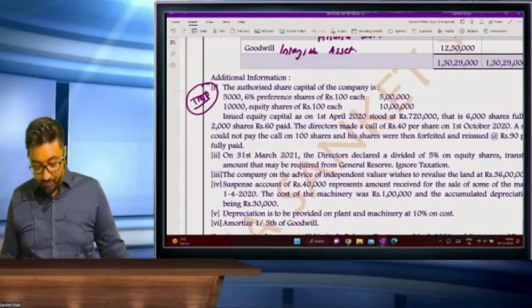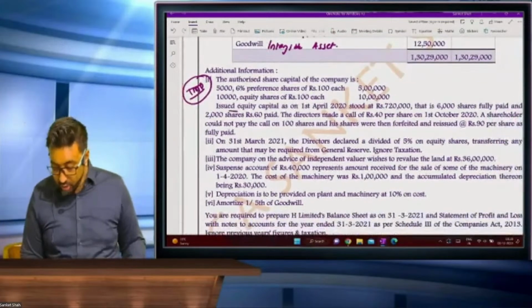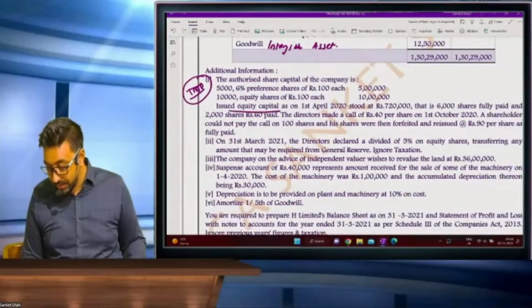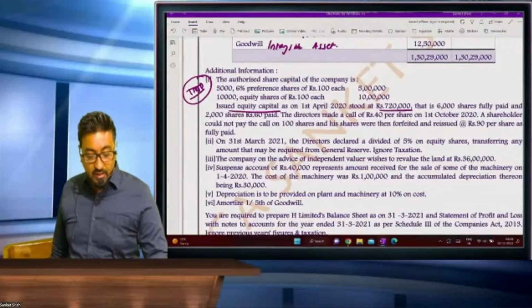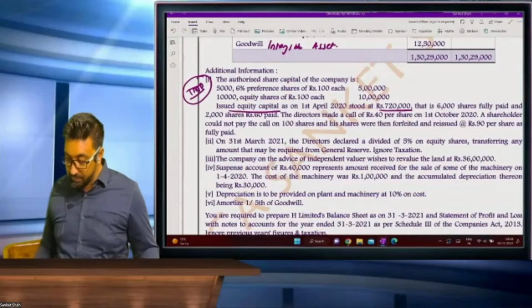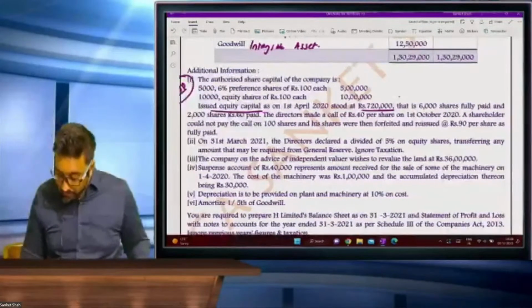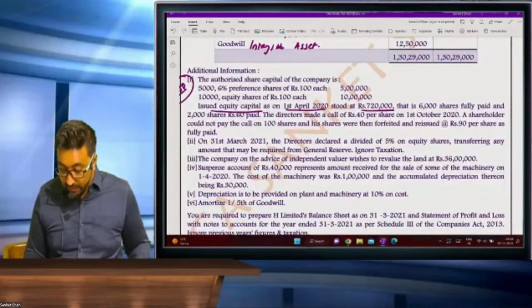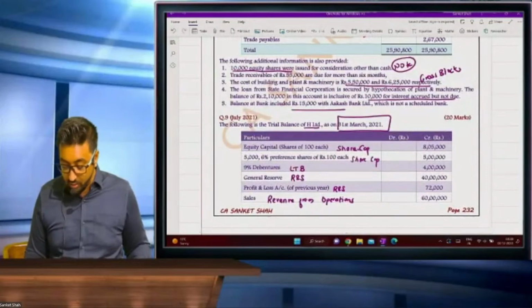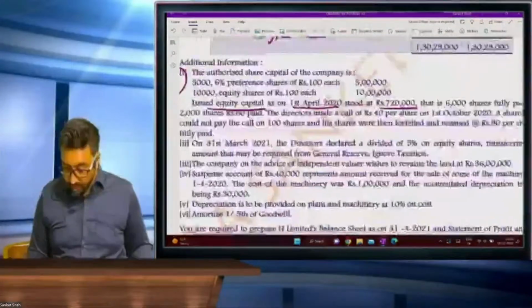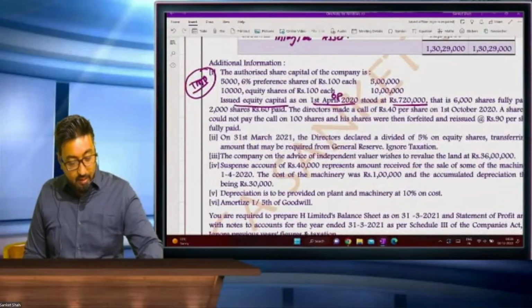Okay. Authorized capital only for presentation. Issued equity capital 7,20,000. So how many of you can give me this adjustment? Beta, see this adjustment. Issued capital 7,20,000 on 1st April 2020. That is now, this balance sheet date is 31st March 21. So this is closing. So opening में कितना था?